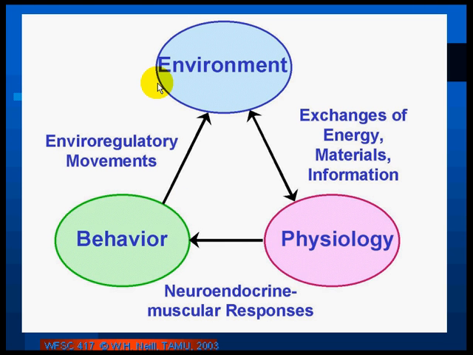This is sort of the way I see the relationships. Environment is linked to physiology of the individual fish through exchanges of energy and materials and information. Those exchanges, of course, go both ways. The physiology, in turn, dictates certain behavioral responses on the part of the fish, and an important subset of that behavior feeds back to affect future environment. These I call enviroregulatory movements, or perhaps you might know them better as habitat selection behavior.